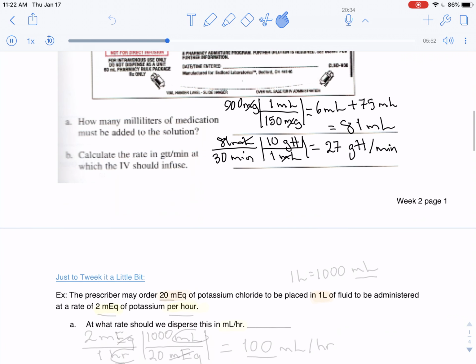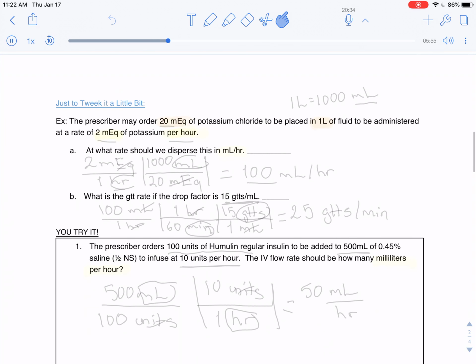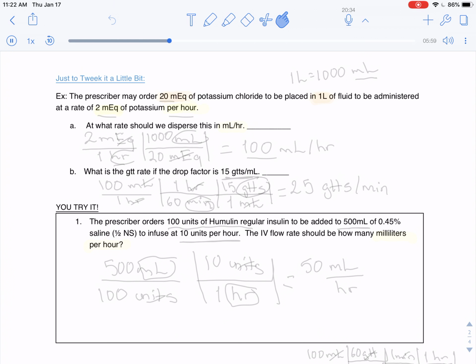This next problem is a little bit different. So according to the instructions, we have a solution that needs to be administered at a rate of 2 MEQ per hour. So then part A says that we should get that rate and convert it to milliliters per hour. So that's what we are going to do now. We have our 2 MEQ per hour, as the original problem stated.